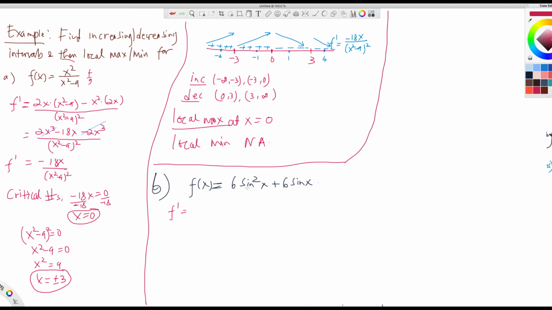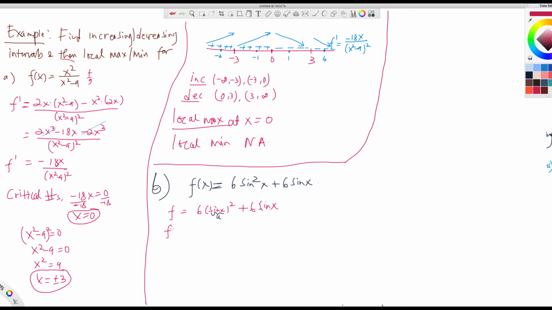You think of this as 6 times sine x squared, because sine squared x can be written like this, right? Plus 6 sine x. So do you think this is like u squared? Oh, this is not f prime, this is just f, right? This is just f. Now what do you think the f prime would be?